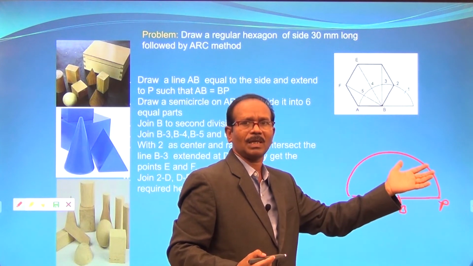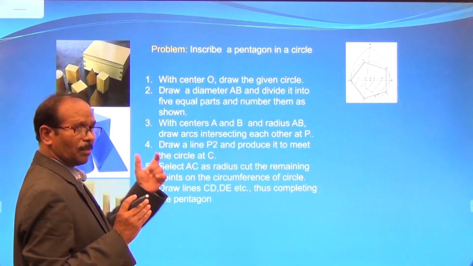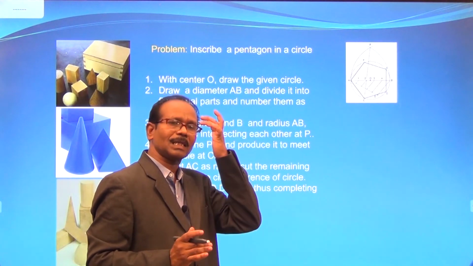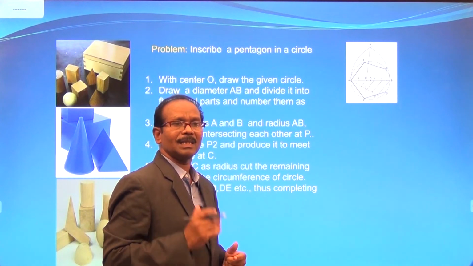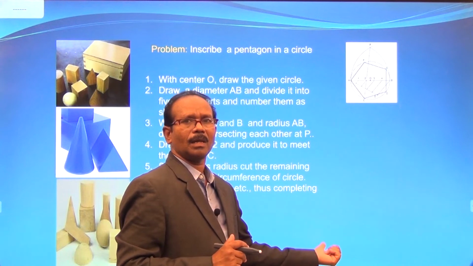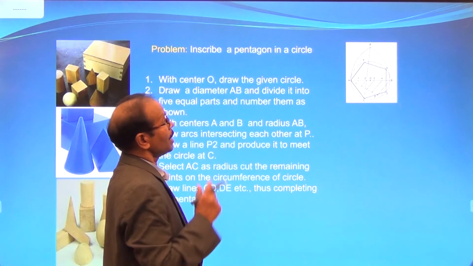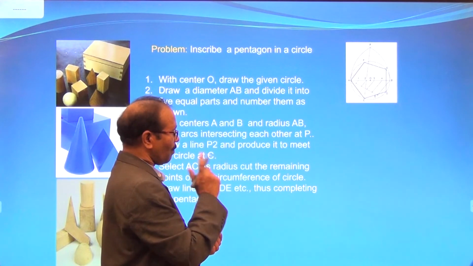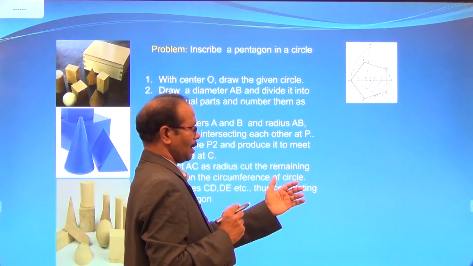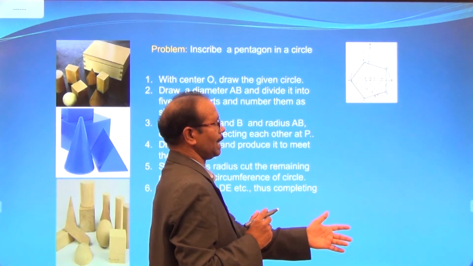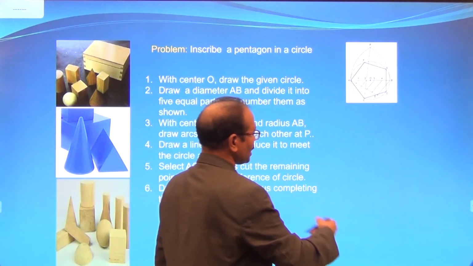Just I am going to shift to the other method, inscribe in a circle. So one more problem in these geometrical constructions, that is inscribe in a circle. A circle is given. He is asking to draw a polygon. Now let us discuss. First draw the circle. Inscribe a polygon in a circle. Here the pentagon is given. First draw the circle.